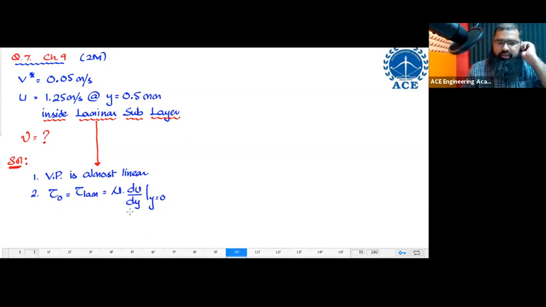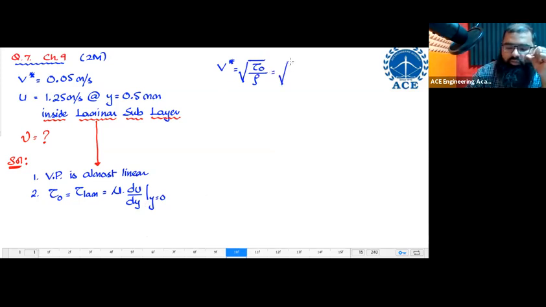These 2 points, theoretical points, are being tested along with the numerical. Okay, let us start now. He has given me V star. I know that the value of V star has to be equal to root over of tau naught by rho. And tau naught I know is equal to mu into du by dy at y equal to 0. So I can say it is equal to root over of mu into du upon dy at y equal to 0, whole divided by rho.